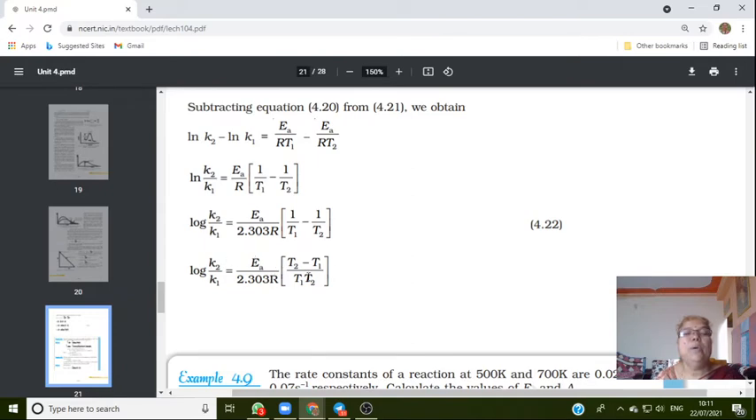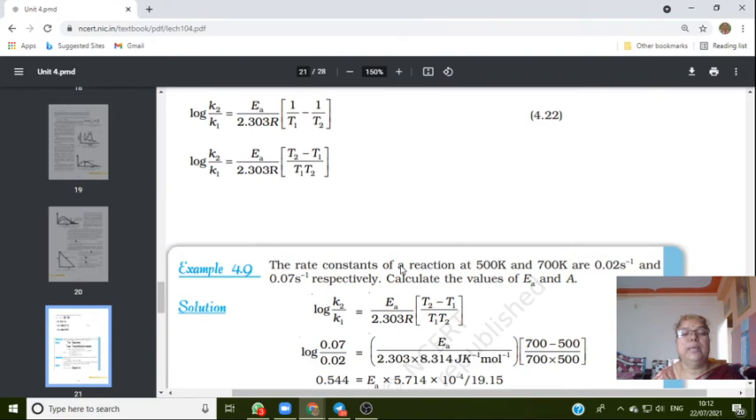Amongst these 5 quantities, K1, K2, T1, T2 and EA, if we know any 4 values, we can determine the 5th value. This is the last point of your chapter. The theories of reaction rate point has been deleted from your syllabus. So prepare well, and here we will see one example depending on the Arrhenius equation, that is the calculation of energy of activation.